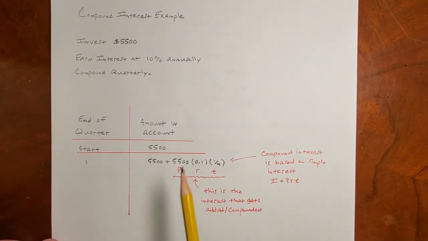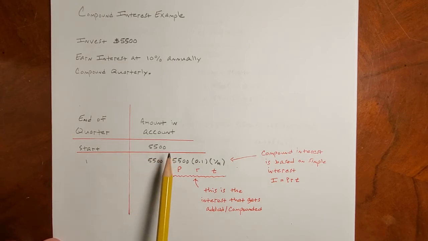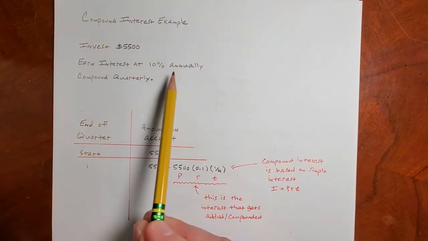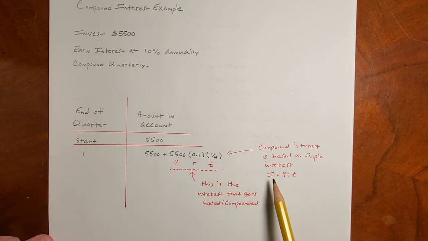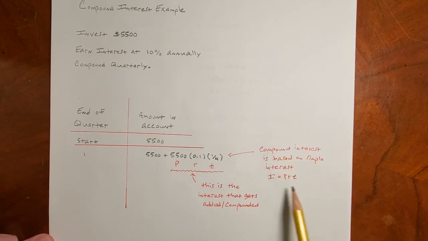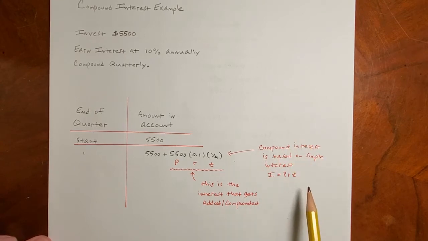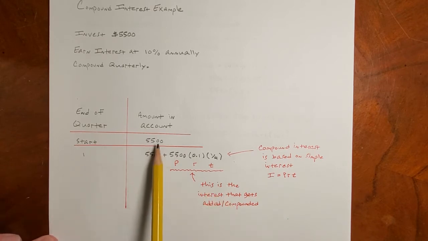I thought I would show you with a little table where we start with $5,500. And when it says we're going to compound quarterly at 10% annual interest, compound interest is based on simple interest. You've probably heard or come across the formula at some point: interest equals principal times rate times time. That's simple interest. Well, compound interest is based on that. The interest that's compounded is based on simple interest. So what it means is, okay, we start with $5,500.